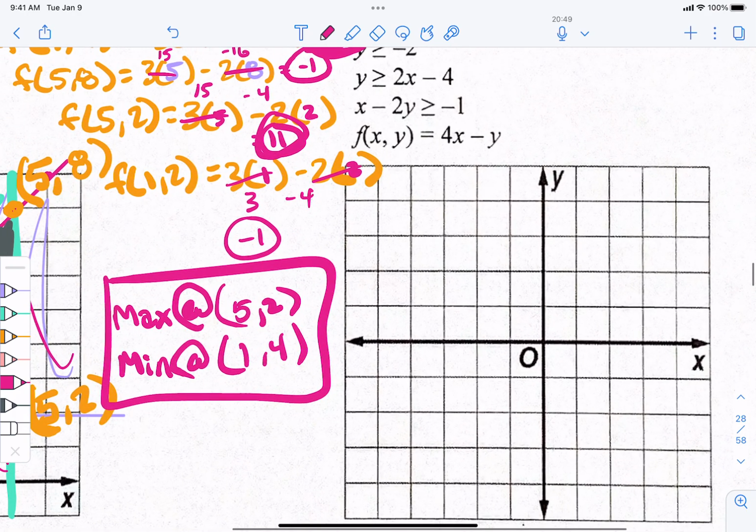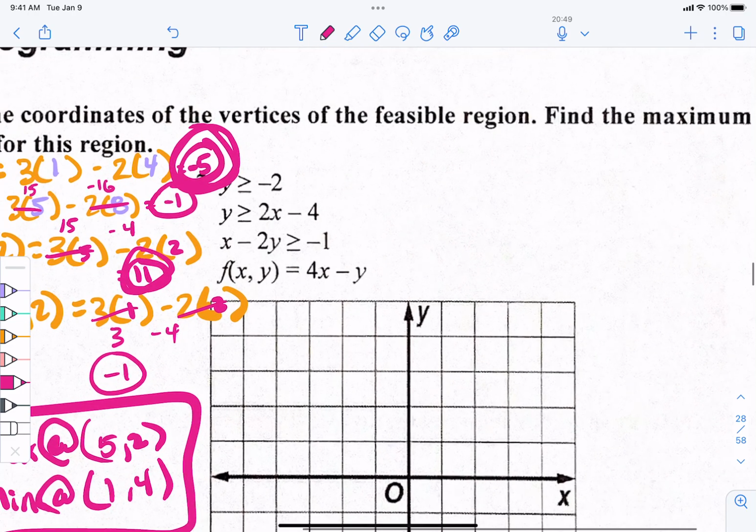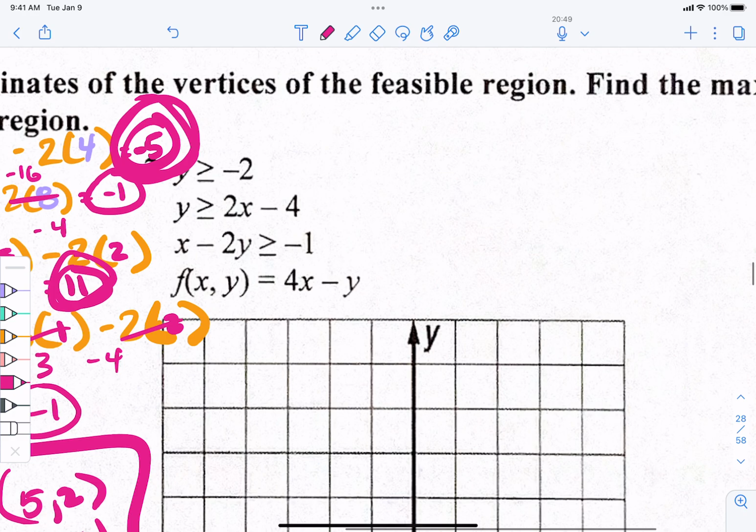Lots and lots of things. Ready? Okay, so here we go. Do you want to do this one together or try this one on your own? We can do it together.